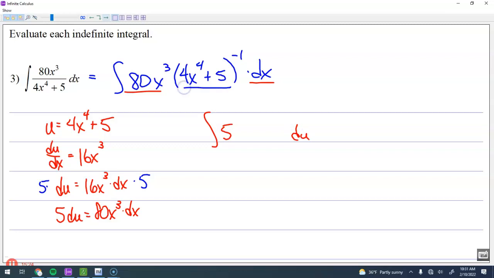This piece is just u to the negative first. And then my job is to integrate this. So I integrate the negative first power. So that's the natural log of u. 5 drops. There's your plus c. And then we just put it back.